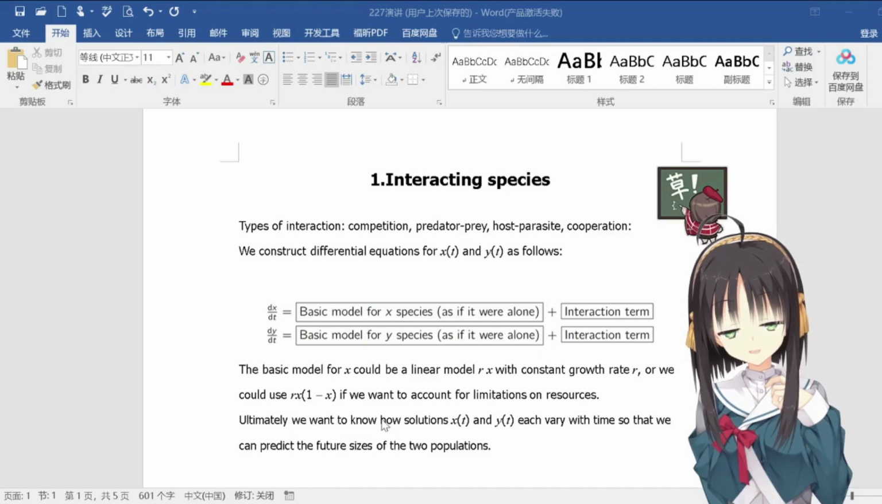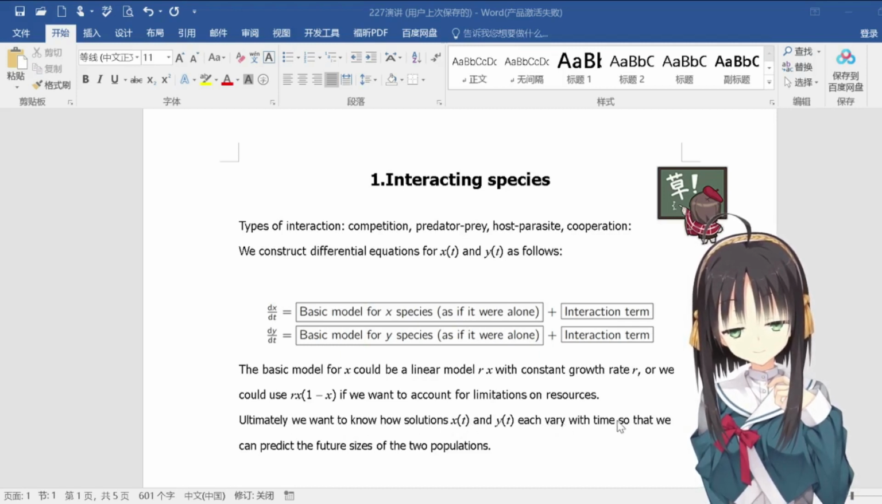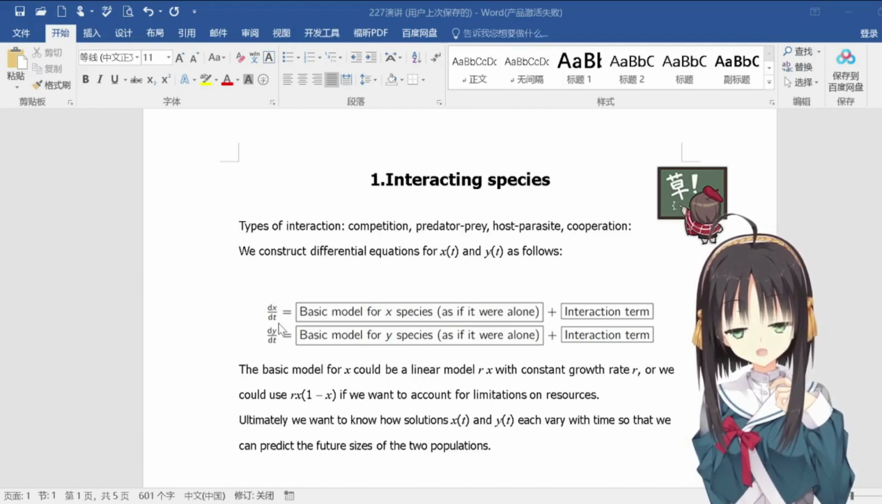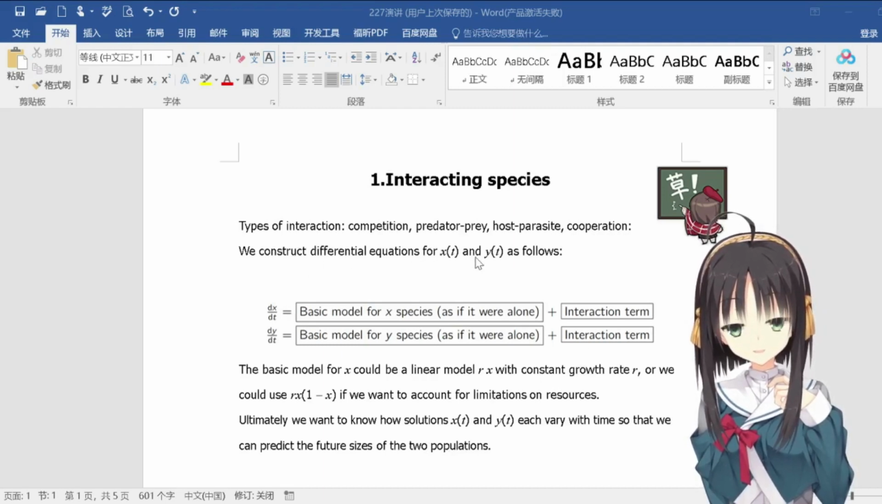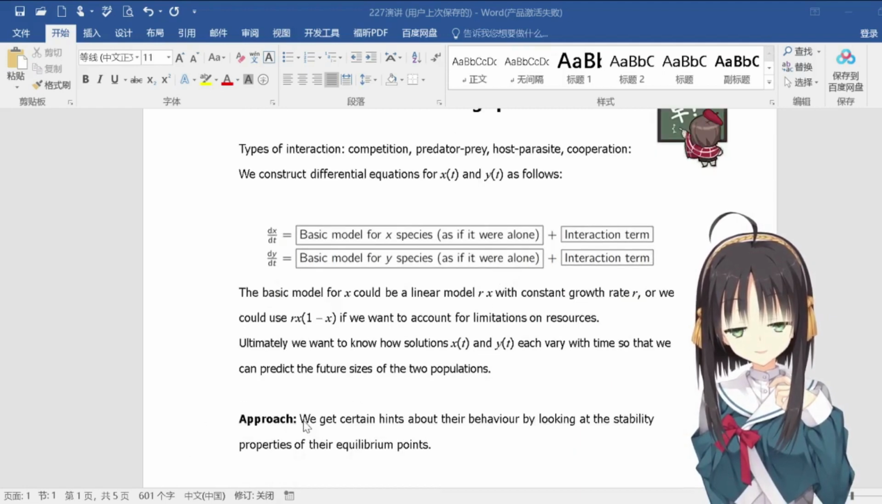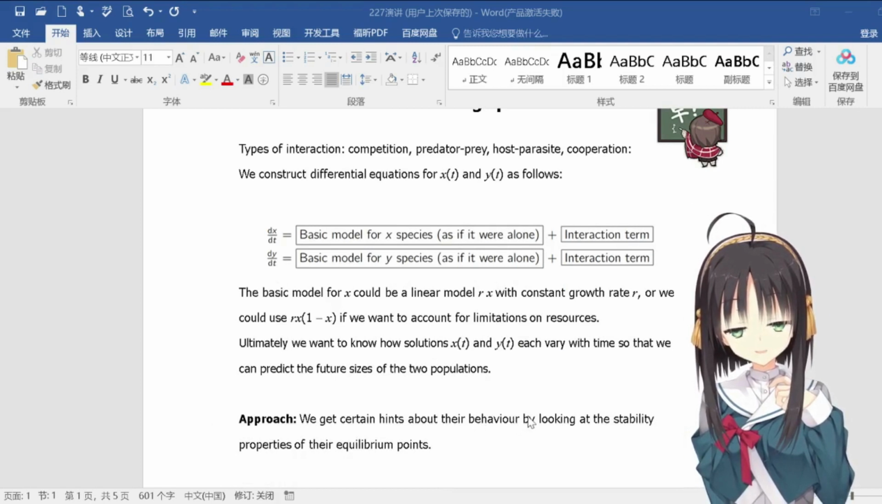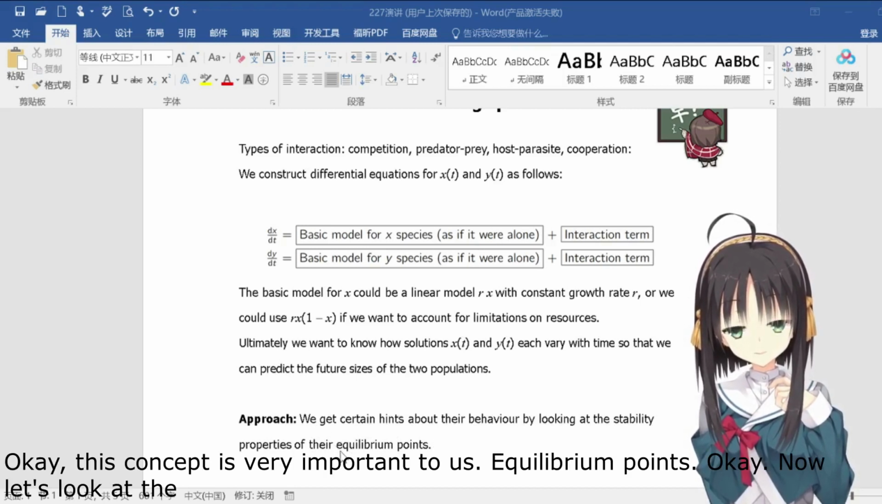Ultimately, we want to know how the solutions x(t) and y(t) each vary with time, so that we can predict the future sizes of the two populations. So how do we deal with the differential equations? The approach is given as below. We will get certain hints about their behavior by looking at the stability properties of their equilibrium points. This concept is very important to us.